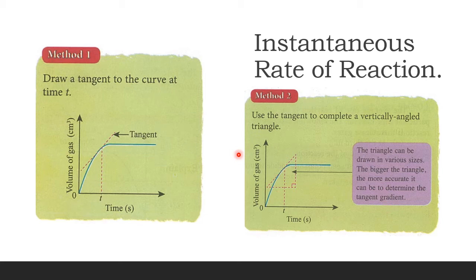So macam mana nak lukis tangent? Lukis tangent ni, okay, kita tengok dekat point kat sini. Panjang tangent di sebelah atas dan di sebelah bawah ni lebih kurang sama. Lebih kurang sama, not exactly the same. Okay.